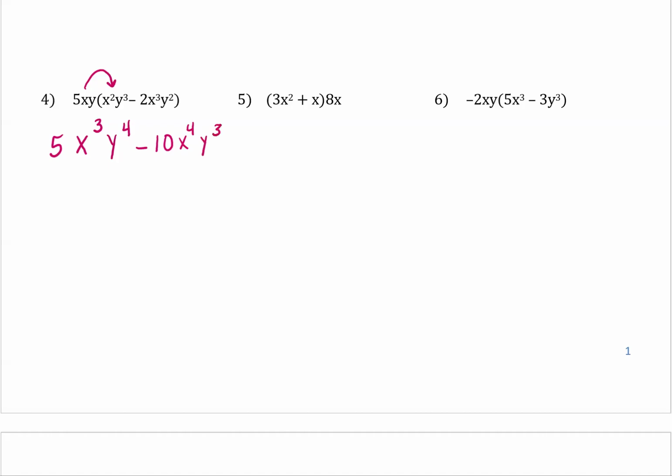Number 5, we can multiply it this way. If you prefer to put the monomial in the front, you can do that. And we'll distribute. 24 x cubed plus 8x squared. Number 6, negative 10 x to the fourth y. Two negatives make a positive. 2 times 3 is 6, x, y to the fourth.